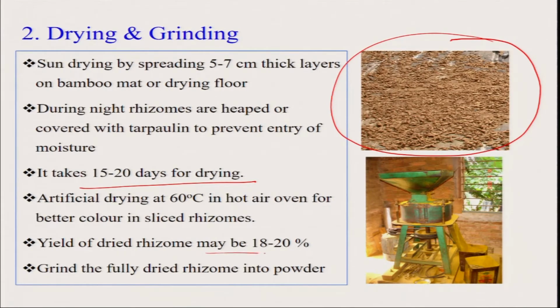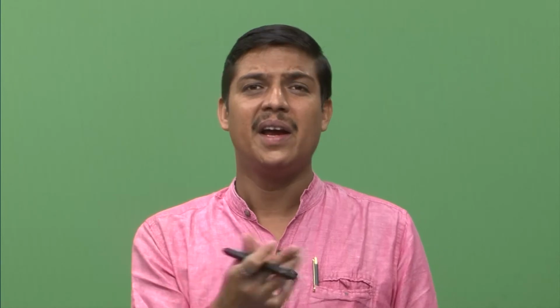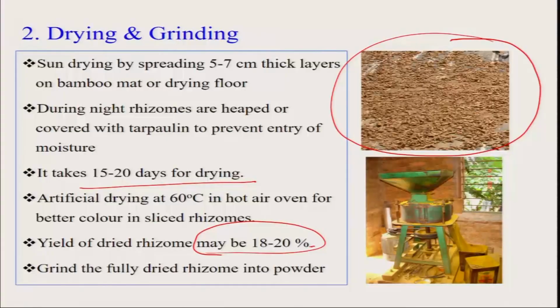After that, the moisture may be reduced to only 18 to 20%, and the yield of dried turmeric may be 20%. It means that if we start with 100 kilo of fresh turmeric, after drying and grinding we may get only 20%. It means 80% was water. So this water has to go out in the process of drying. Then ultimately we put it in the grinder machine and we can get very good quality turmeric powder.